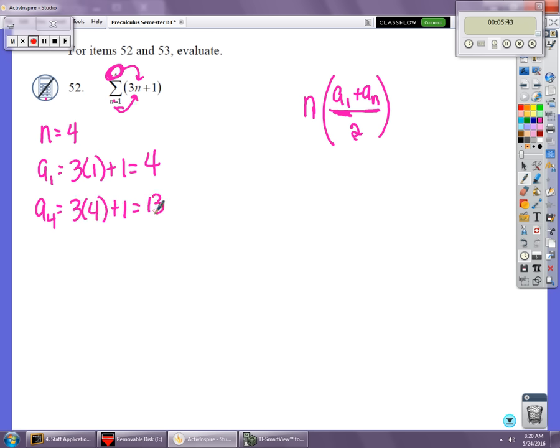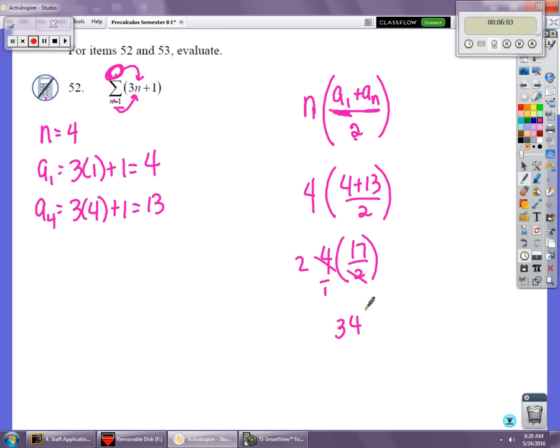plus 1 is 13. So if you want to use the sum formula, if you've memorized it, okay, I get 4 terms times 4 plus 13, which is 17 over 2. And then that's a little bit yucky. That's going to give me a decimal, so I think I might cross simplify here. And then 34. So there's my sum.